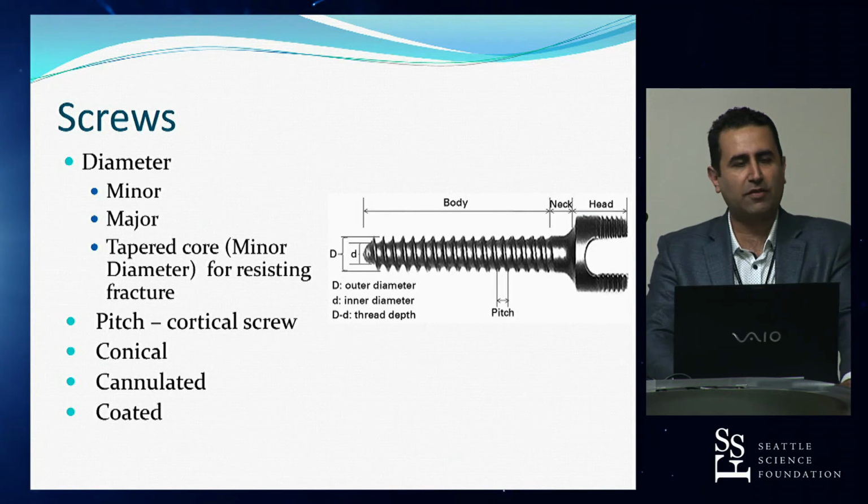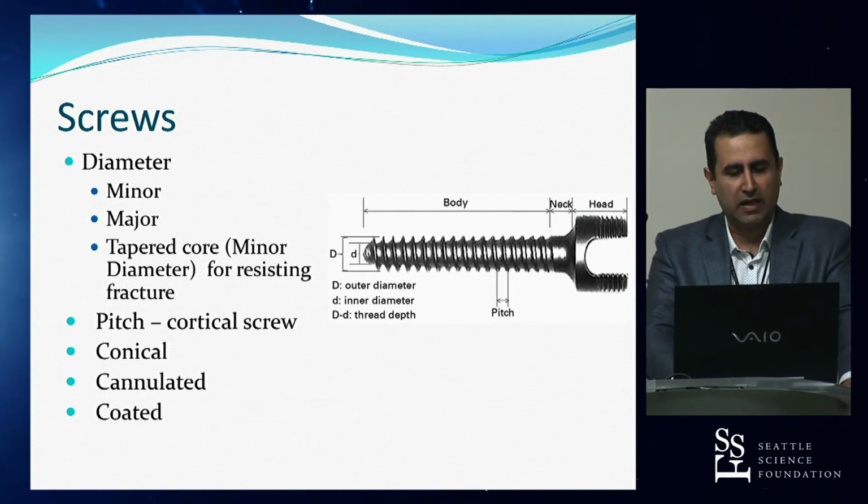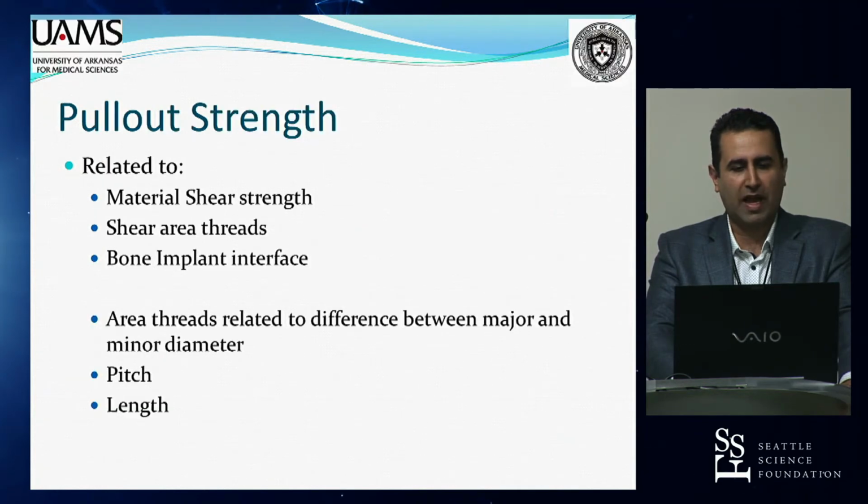So I talked to you about the screw. There's a major and a minor diameter. The core can be tapered, such as a conical core, or it can be straight. The pitch is the difference between the threads here. So a cortical screw has a higher pitch, an increased amount of threads. They can be cannulated. They can be coated with hydroxyapatite.